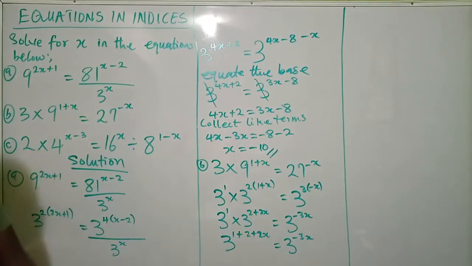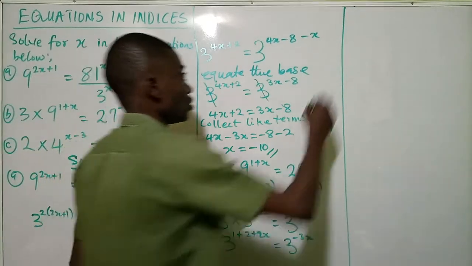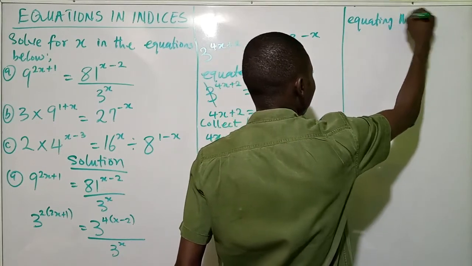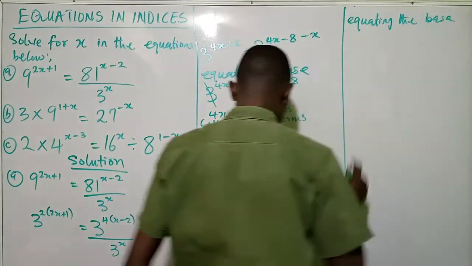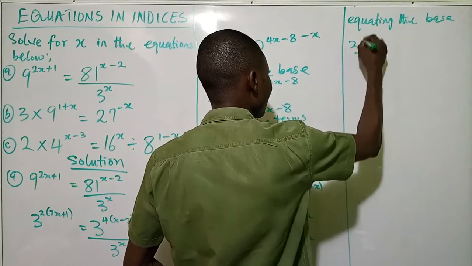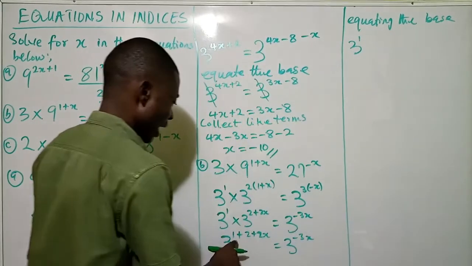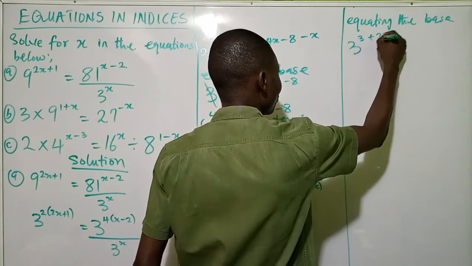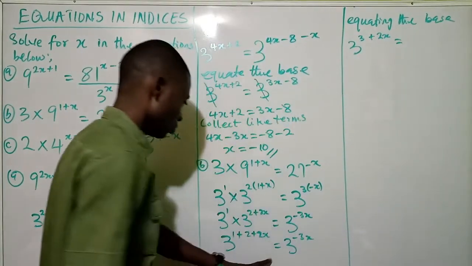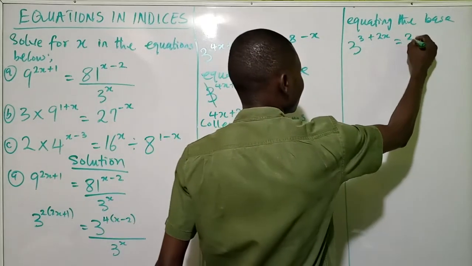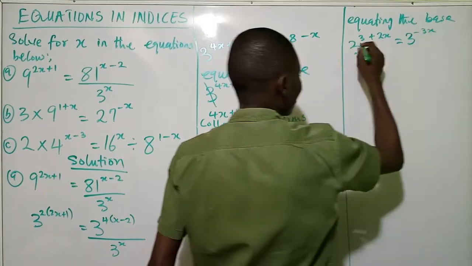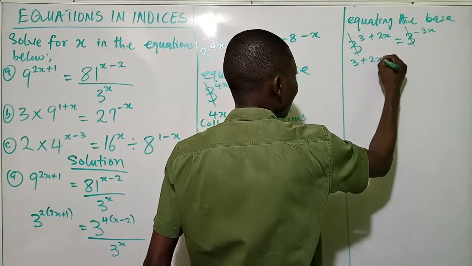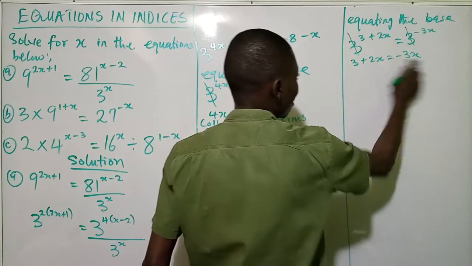I'm going to equate the two bases. Equating the base now. That is what? 3 raised to the power of 1. So I'm going to add 1 plus 2 is what? Is 3. 3 plus 2x equals to 3 raised to the power minus 3x. So equating the base, this go with this, leaving us to 3 plus 2x equals to what? Minus 3x. So what will I do from here?